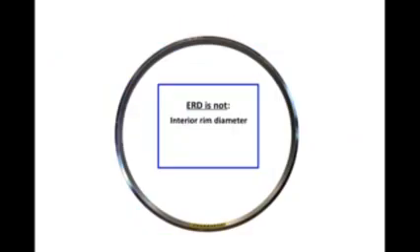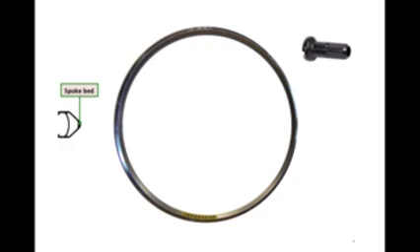ERD is not the internal rim diameter or the external rim diameter or the bead seat diameter. There is a regular nipple. That little diagram is a cross section of the rim, and that is the part that we call the spoke bed. Here we see the nipple extending through the cross section of the rim. That represents the thickness of the spoke bed.